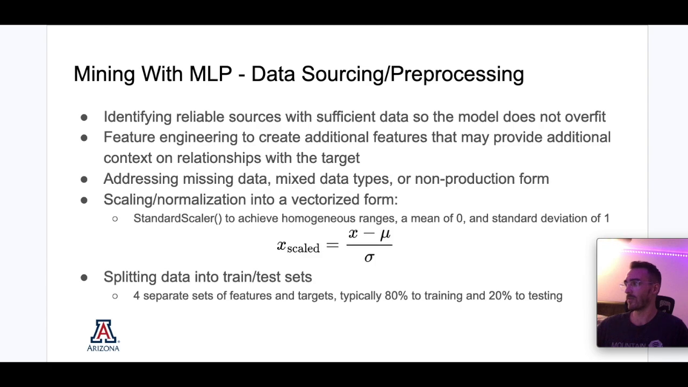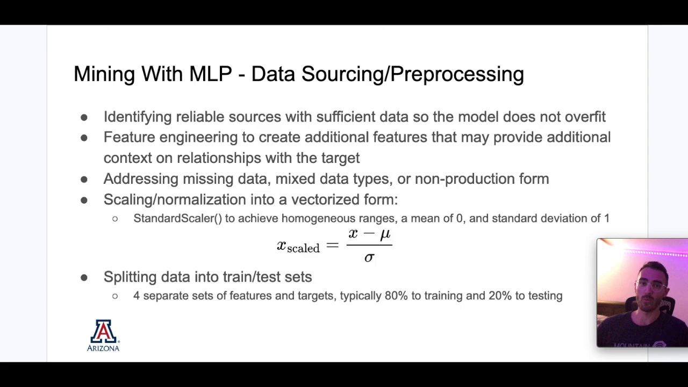Specifically, this is really important for neural networks because you don't want to introduce any sort of bias due to the actual values of the data itself. So I just used a standard scaler, which takes the value minus the mean over the standard deviation. This produces homogeneous ranges of all the features, creates a mean of 0 and a standard deviation of 1. And then lastly, I wanted to split the data into different training and test sets.